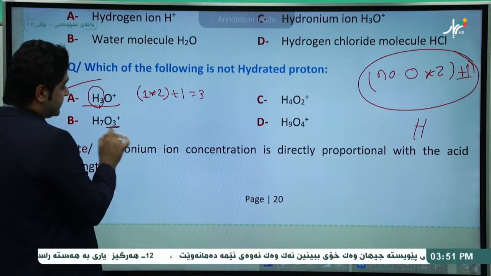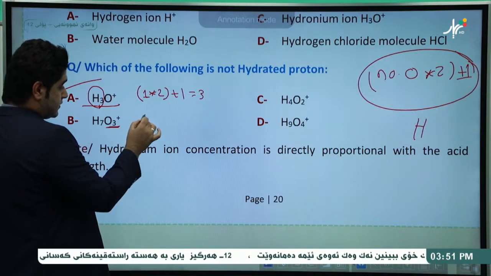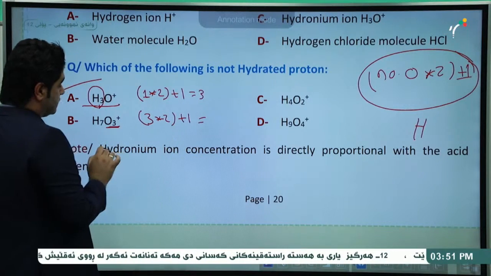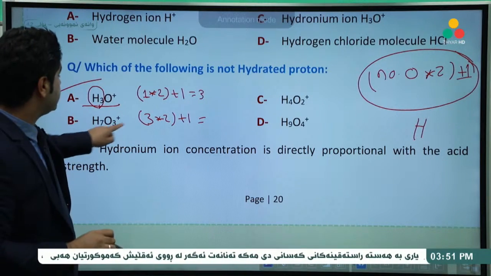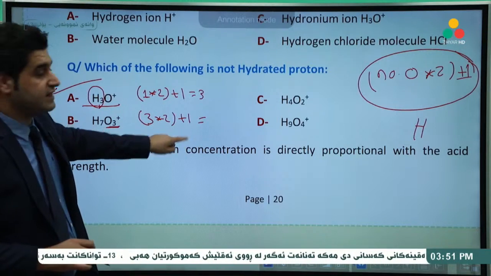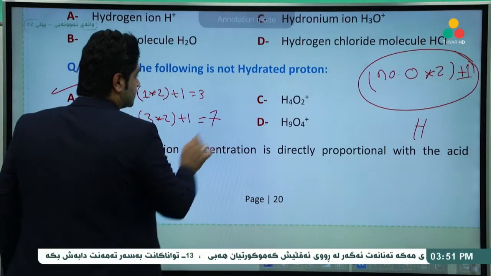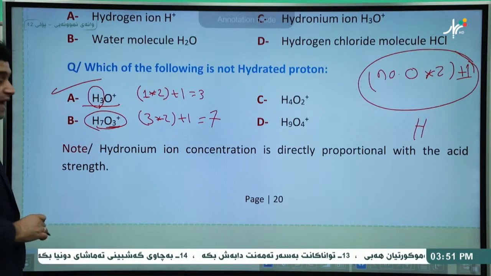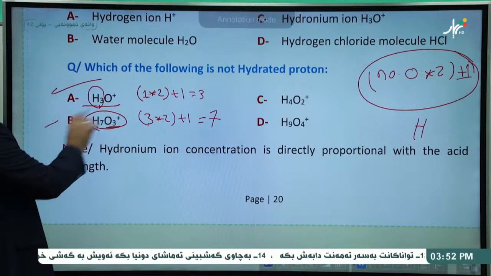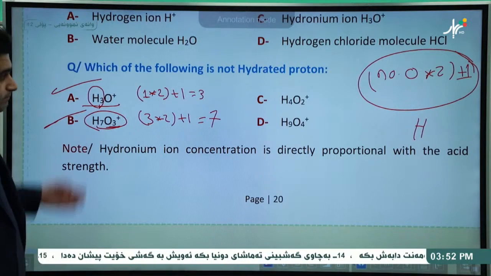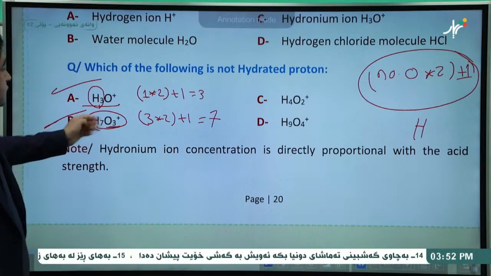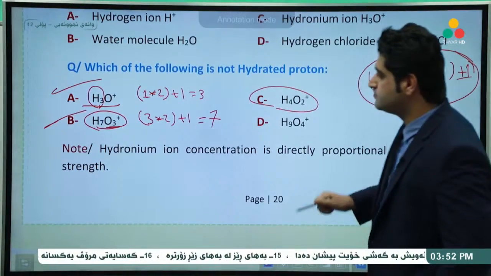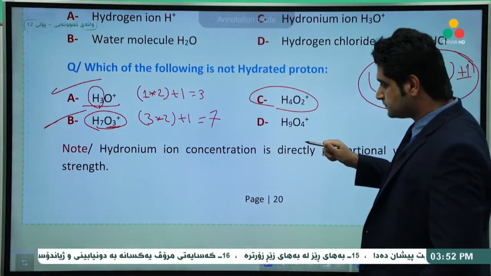H7O3. Number of oxygen, 3 times 2 plus 1. 3 times 2 is equal to 6, plus 1 is 7. So, do we get 7 hydrogen atoms? Yeah, we have 7 hydrogen atoms. So, it's a hydrated proton also.